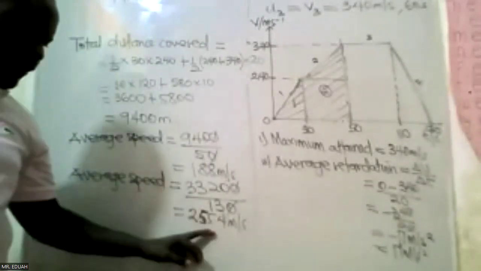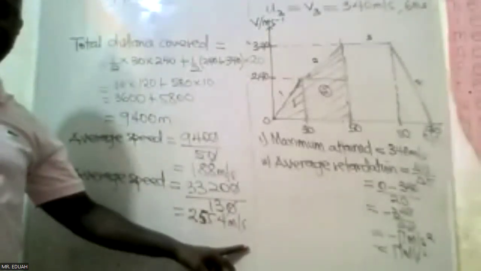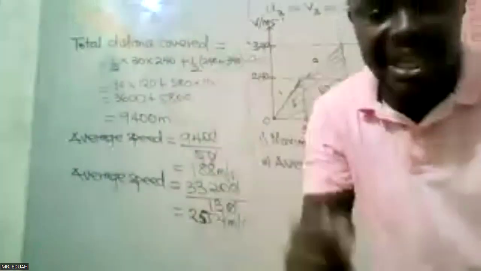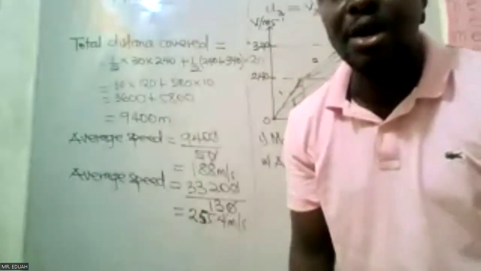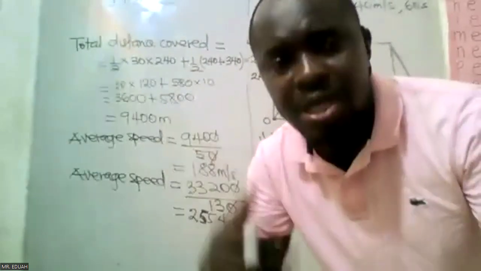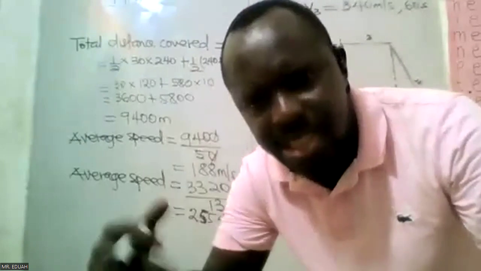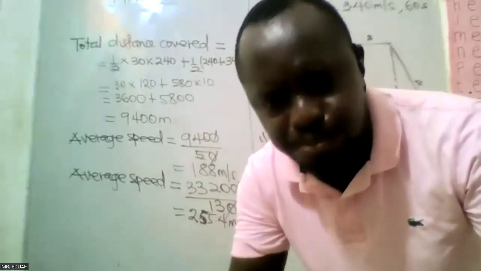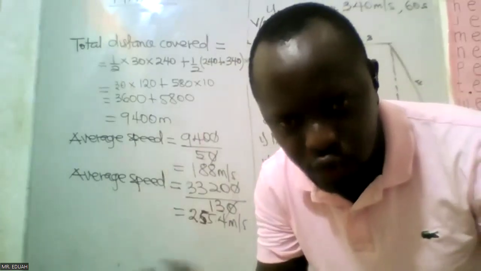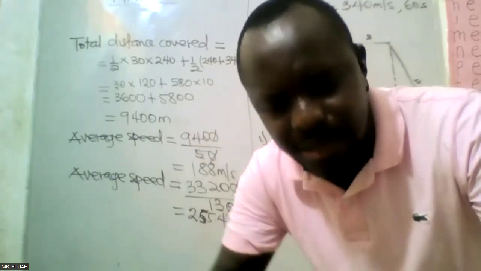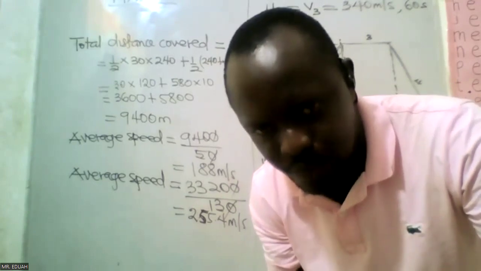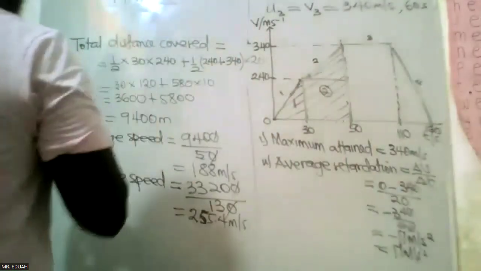So 255.4 meters per second is the average speed during the whole motion. Please, the average speed is a quantity which describes how fast a body moves. So if you want to describe how fast a body is moving within a given time period, that is when we talk about its average speed. Take notes. So put it down. It's a quantity which describes how fast a body is moving within a given time interval.